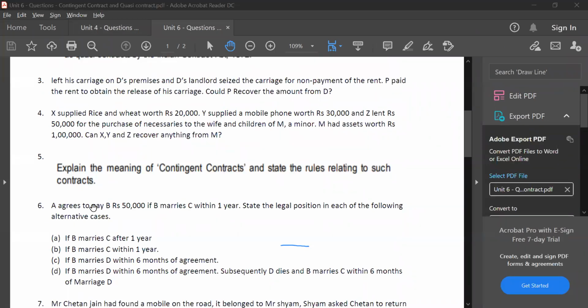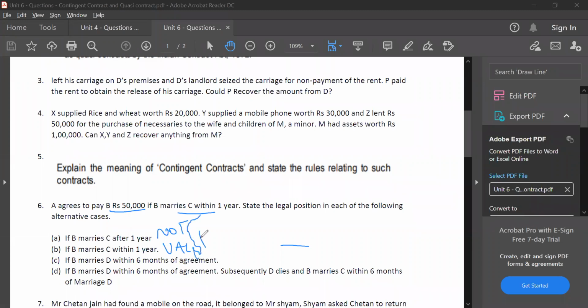Okay, so Soumya, very simple. In this question, I'll give you the answer. Explanation, when I give the video, you can see it. See, they're saying A agrees to pay B 50,000 if B marries C within 1 year. State the legal positions. If he marries after 1 year, not valid. Marries within 1 year, then it becomes valid.